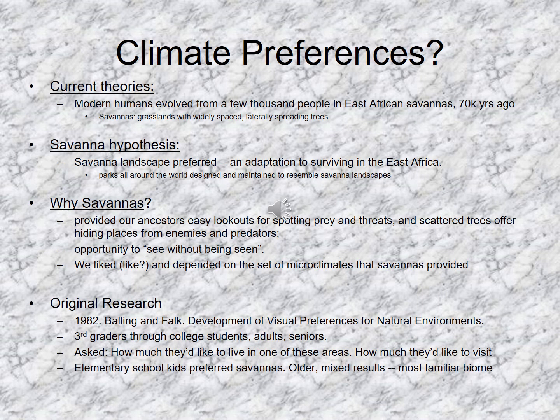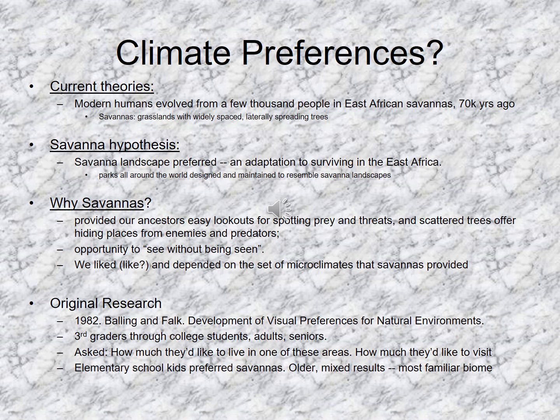The same 2 questions that were asked in the previous slide were asked of a large group of test participants. In the early 80s, these 2 researchers did a study by asking 3rd graders all the way through adult seniors the same question: how much they'd like to live in one of those areas and how much they'd like to visit one of those areas of those 5 different biomes.